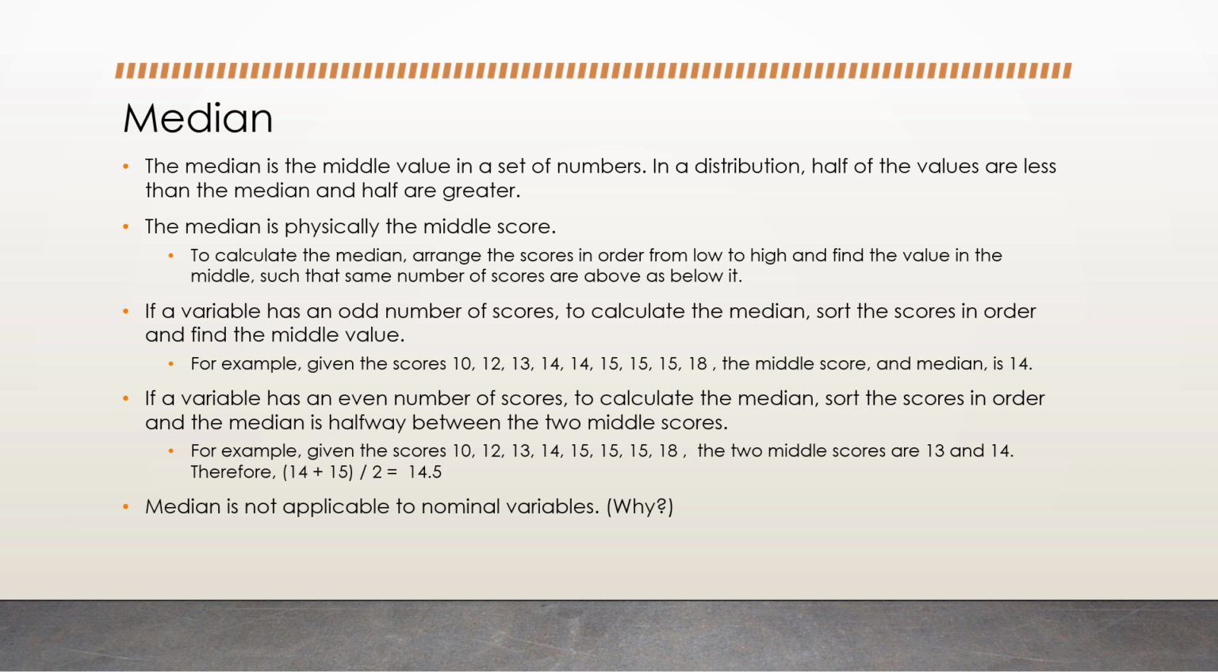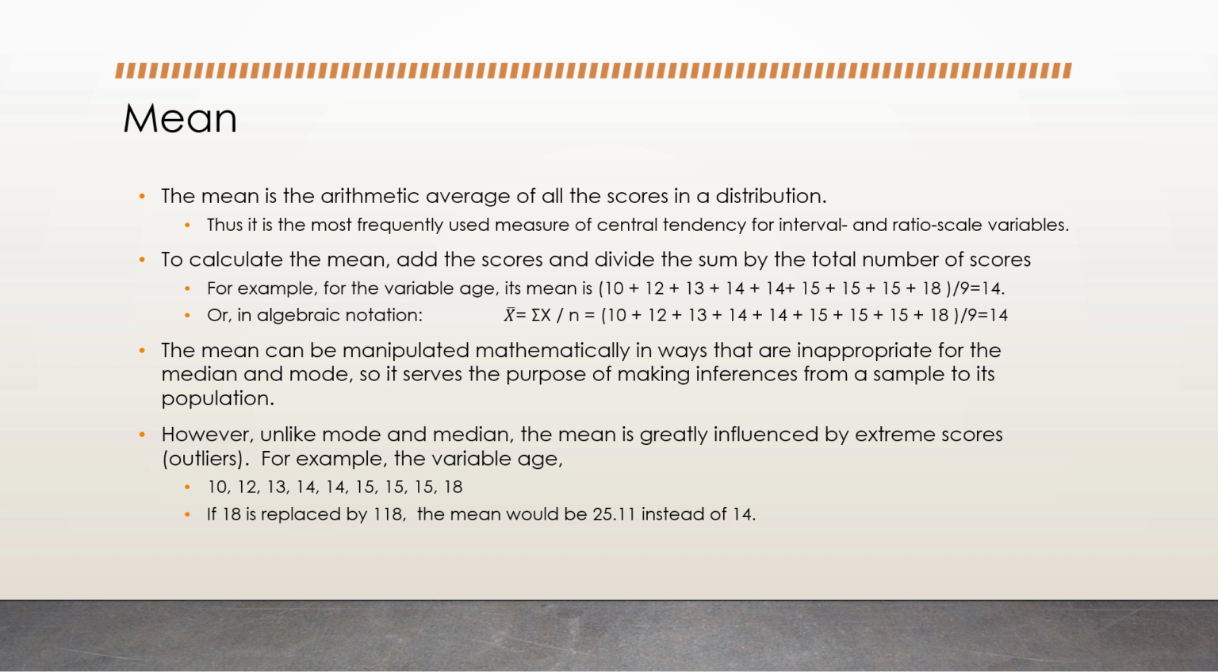The last measure of central tendency is the mean. The mean is the arithmetic average of all scores for a variable. For the age example, if we add all 9 values and divide by 9, the mean is 14. Because calculating the mean requires addition and division, it's applicable only to quantitative variables. Unlike the mode or median, the mean can be manipulated mathematically in ways that are useful for further analysis.